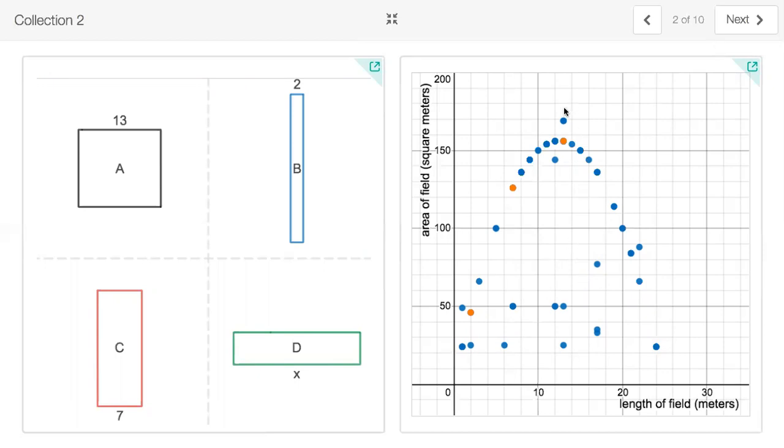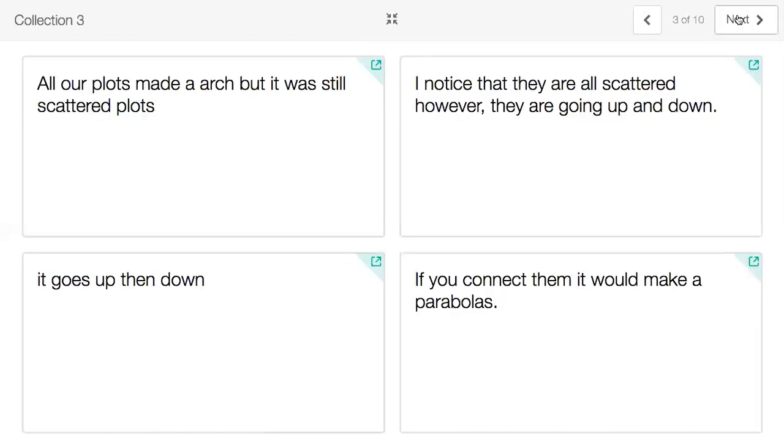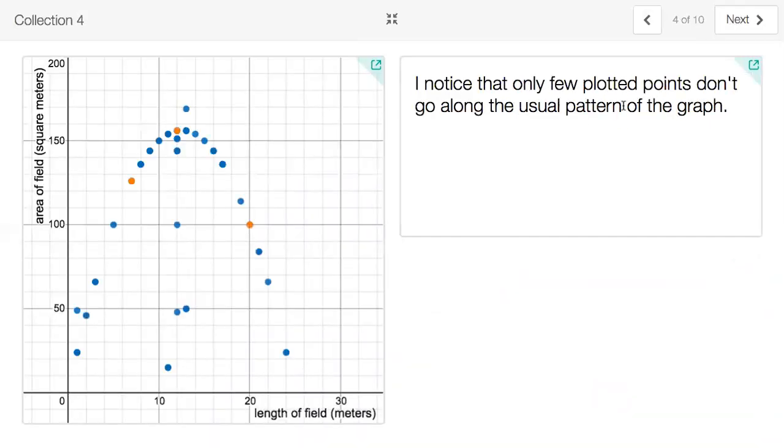And yes, there were some scattered points out here. I think those were errors. I know they were errors. In fact, one student pointed out that there were only a few that weren't following along the usual pattern. That was really great. All of these here, they're following the pattern exactly, so you know they're correct.